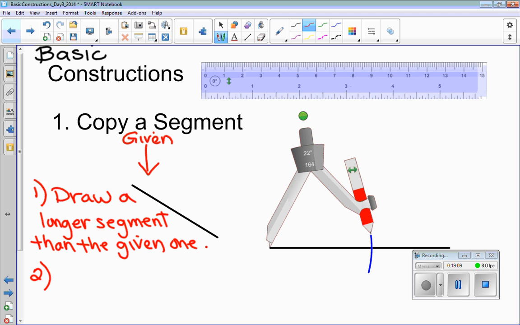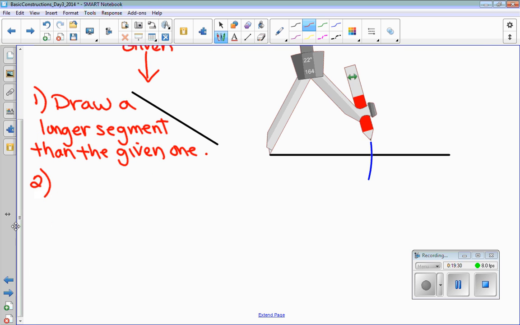Okay. How about number 2? What did you do with your compass at this point? What did you do, Haroon? Go ahead. Measured which one? The given one or the given one? So use your compass to open the spread of your compass to the given length. Or measure with your compass, opening the compass, measure the given one.